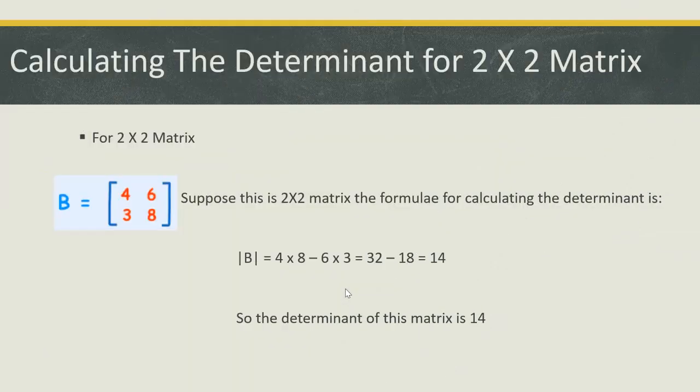Now I'll tell you about how the determinant is calculated for a 2 by 2 matrix. So suppose this is a matrix B, has values 4, 6, 3 and 8. So here in general we write a, b, c, d in the matrix. So here a is equal to 4, b is equal to 6, c is equal to 3 and d is equal to 8. For a 2 by 2 matrix, in general the formula is ad minus bc. So here by putting the values of a, b, c, d we get 4 times 8 minus 6 times 3. So that would be 32 minus 18 equal to 14. So the determinant of this matrix is 14.